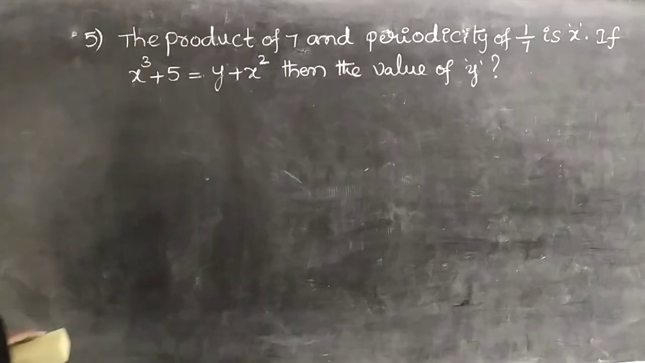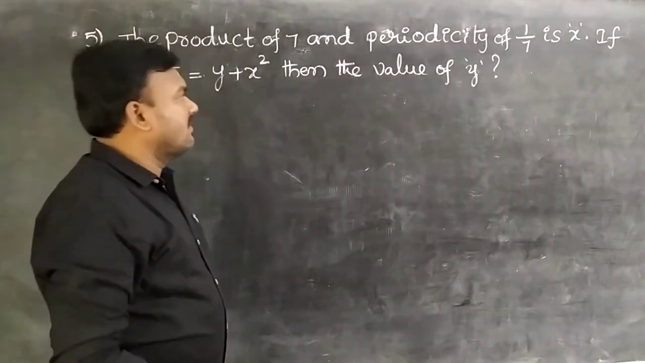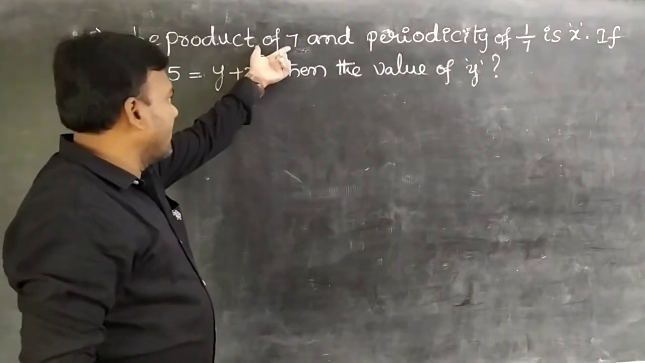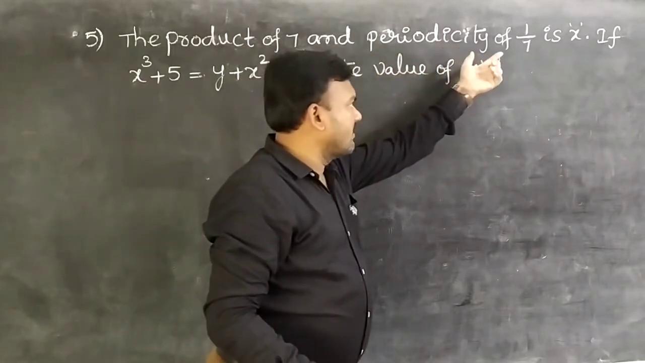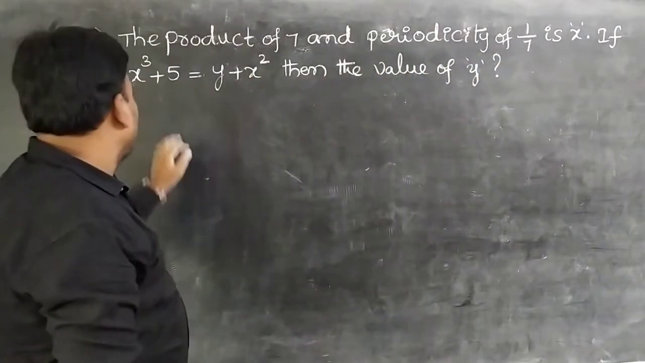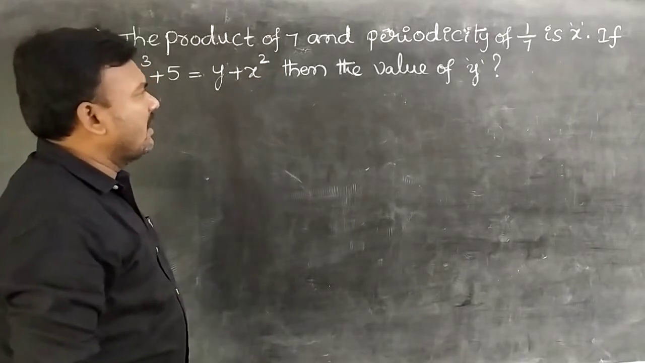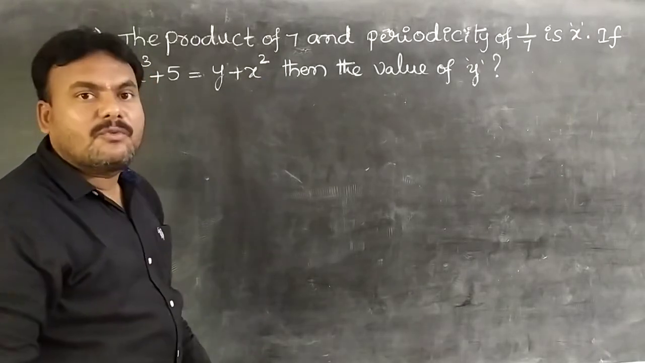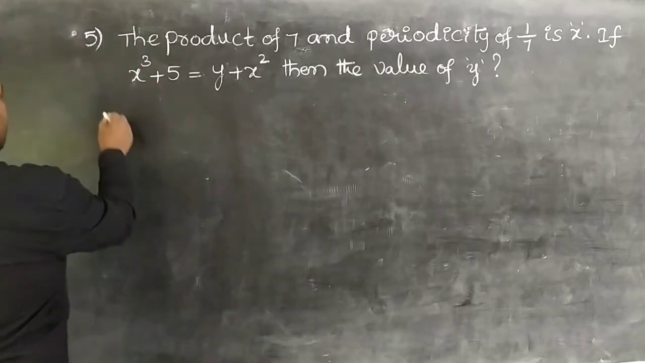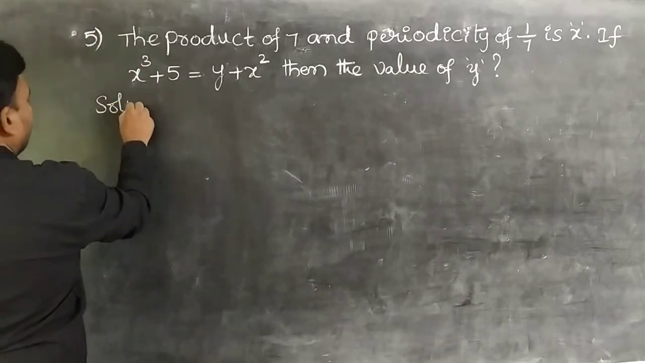Right. The product of 7 and periodicity of 1 by 7 is x, students. If x cube plus 5 equals y plus x square, then the value of y. Okay. So right, observe the solution carefully. Solution given.